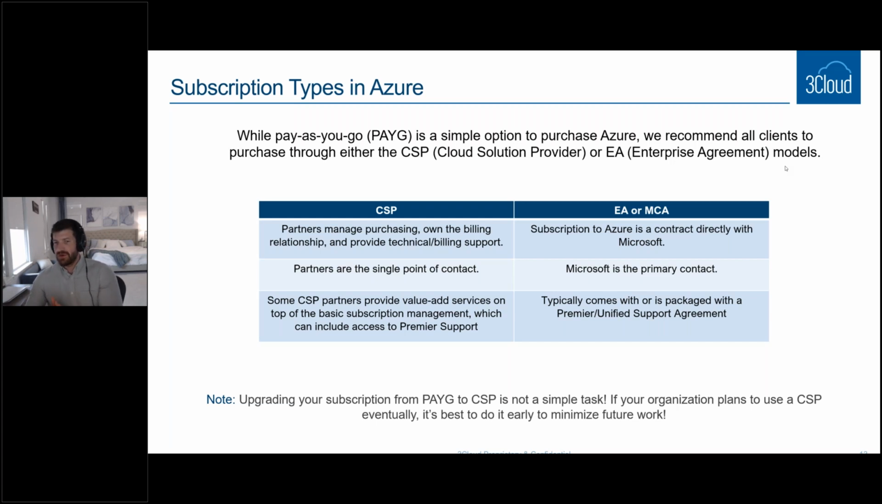The main reason we want to point this out is obviously there are benefits to being a CSP or an EA. You're going to get a higher level of support. In the case of CSP, you're going to get value-added services, where all of these are the same exact cost. You're not paying anything additional one way or the other. But it's important to note that if you're on pay-as-you-go right now, going from pay-as-you-go to a CSP is not a simple task.